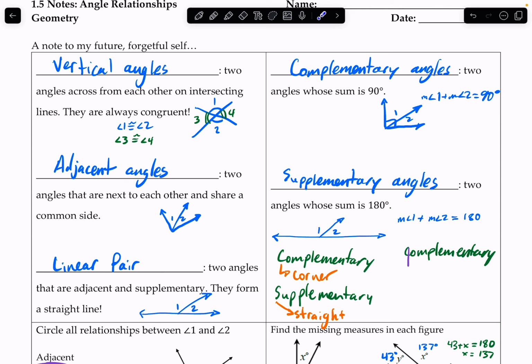I'm going to go over the 1.5 notes real quick. These are different angle relationships that we're going to see in various problems over the course of the end of this chapter, and we'll see some of these relationships show up over the year as well.